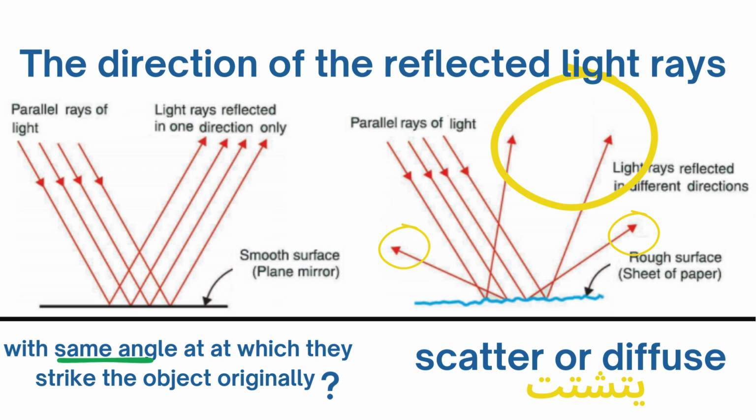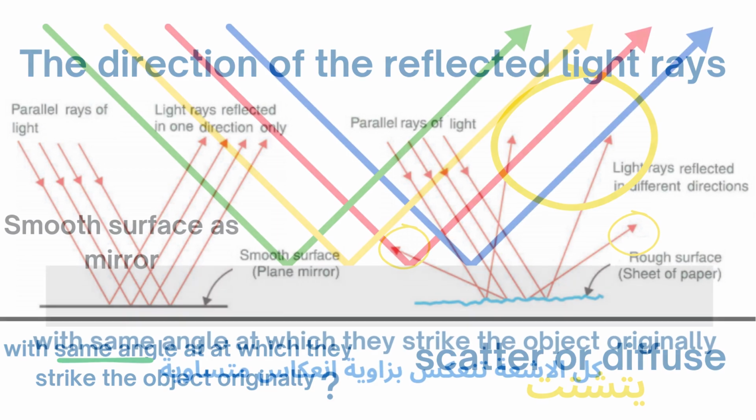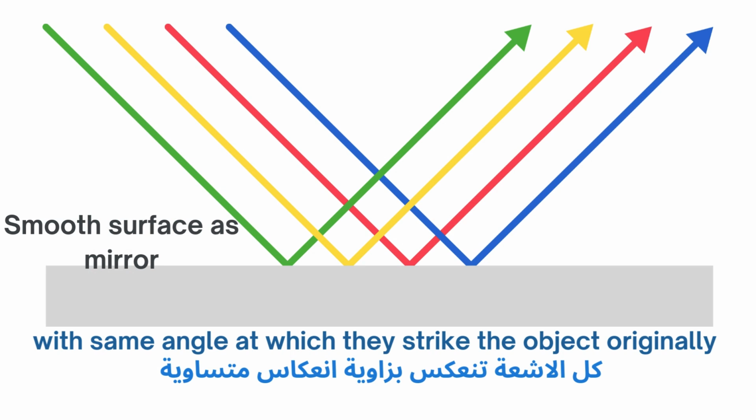Here we explain how the light rays are reflected with the same angle at which they strike the object originally. As you see, the green ray, we colored this to know how the angles are the same. The green ray is reflected, okay, with an angle equal to the yellow ray, equal to the red ray.